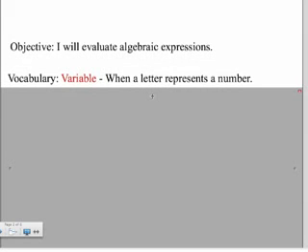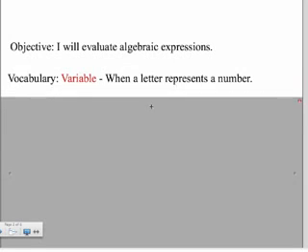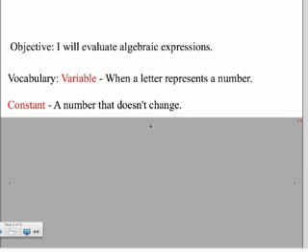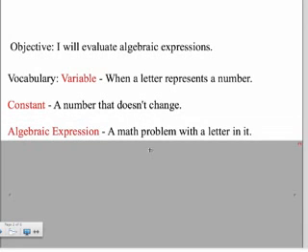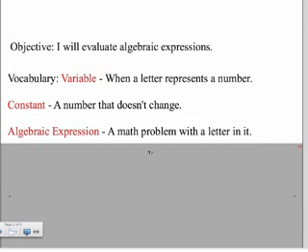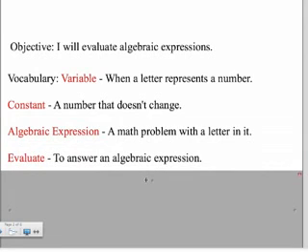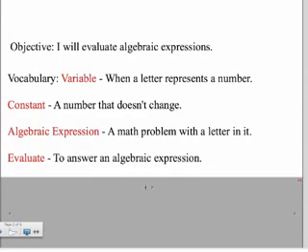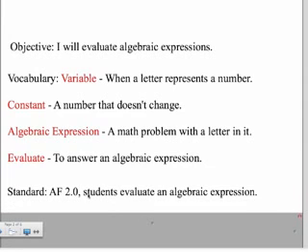First vocabulary word is a variable, and that's when a letter represents a number. We're going to see variables in our problems. A constant is a number that does not change. An algebraic expression is a math problem with a letter in it. And when they tell you to evaluate, it means to answer. So evaluate means to answer an algebraic expression. And our standard is AF 2.0, and that's for students to evaluate an algebraic expression.